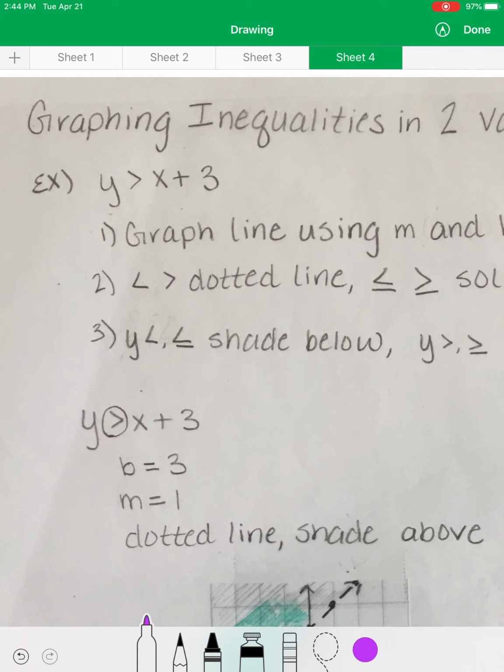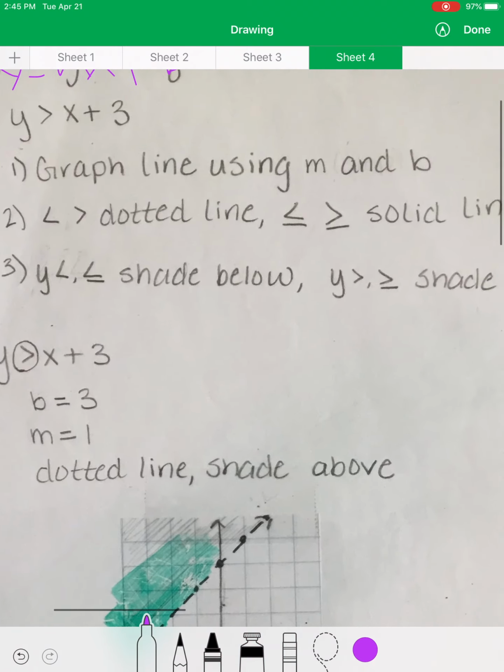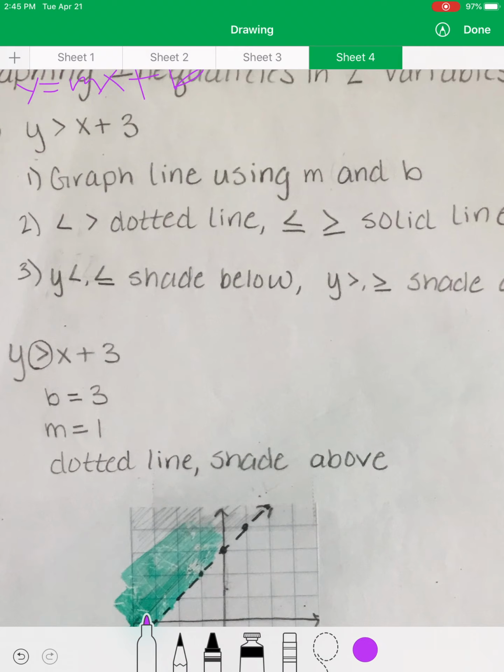What you should notice is this is very similar to the y equals mx plus b format, okay? Just instead of having an equal sign, we have an inequality. We still have a slope. We still have a y-intercept, a b value. So you're going to graph the line using m and b, all right? If you have no dash, such as these two right here, you use a dotted line. If you have a dash underneath, you use a solid line.